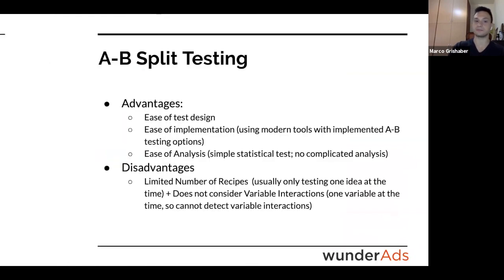All right. What are the advantages? It's the ease of test design and the ease of implementation, as mentioned before. You have very modern tools nowadays for A/B testing; Optimizely or Google Optimize, for example, are two to mention. You can analyze the results right away. There are just a few disadvantages, which are the limited number of recipes, and you don't have too many variable interactions.